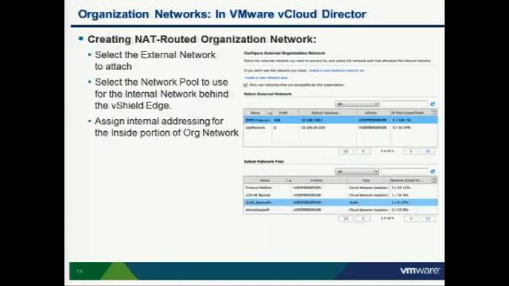For that NAT routed network, I have to choose 2 things. I have to choose which external network I want to attach it to. So here's my EMCA Internet external network that I had previously created. And then I, again, choose a network pool to create that layer 2 segment. So pretty straightforward, relatively easy, our organization networks.